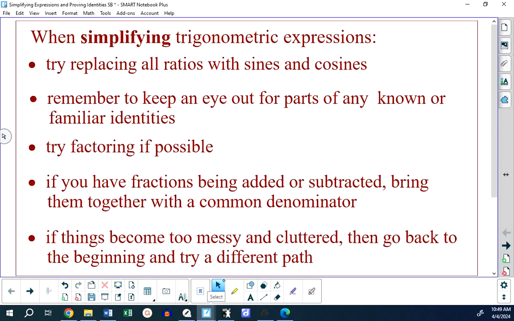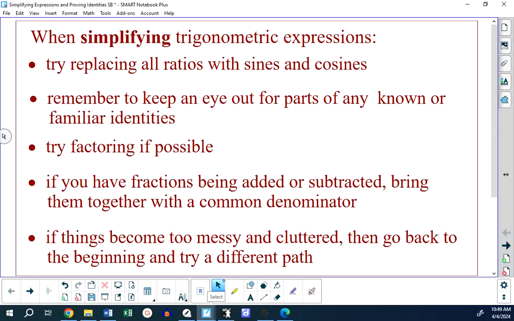Obviously, you're always looking for known identities, like sine squared of theta plus cos squared of theta is equal to 1. 1 plus cotangent squared of theta is equal to, did I just see secant squared of theta? Okay. Always try to factor if at all possible. If you can factor something, then sometimes it becomes simpler.